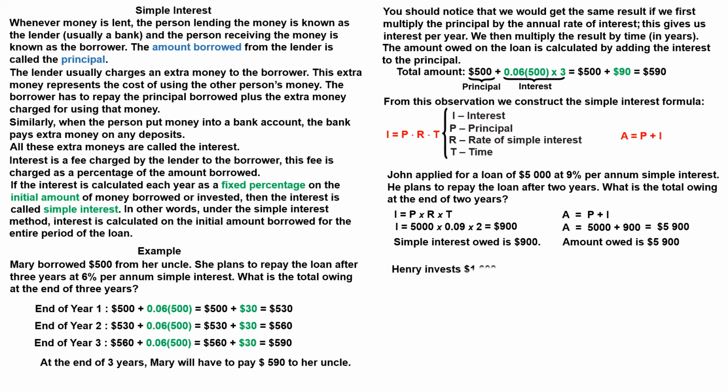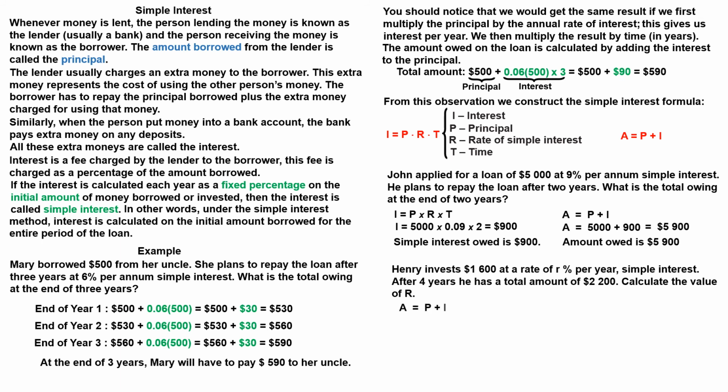Henry invests $1,600 at a rate of R% per year simple interest. After 4 years, he has a total amount of $2,200. Calculate the value of R. Write the total amount formula. Substitute the principal by 1,600 and the total amount by 2,200. Perform the calculations to find the interest.